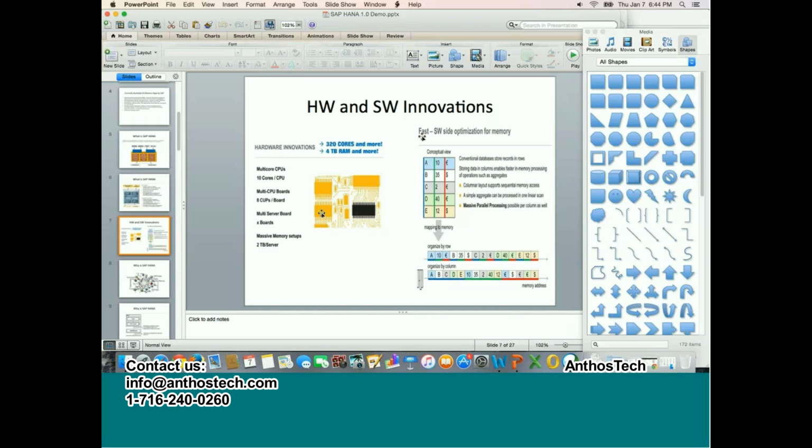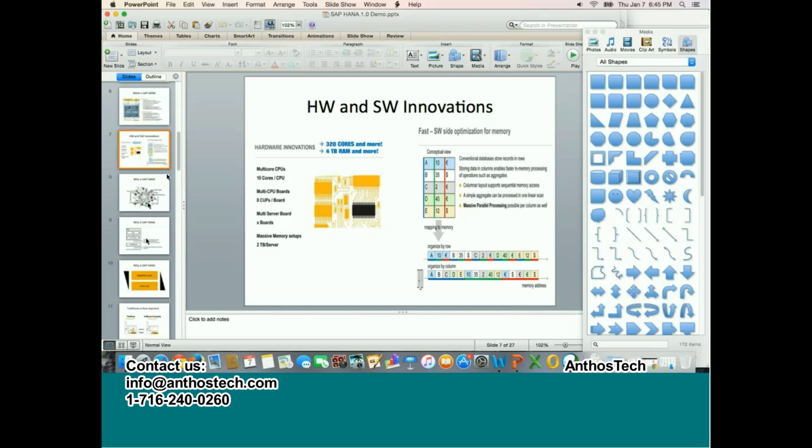And then software innovation, software-side optimizations. We will see, when we come to the actual training class, what software optimization is, what row store is, what column store is, and all those things. SAP allows storage of data in either row store format or column store format. Column store data storage is very optimized for reporting purposes. So it is not just hardware, it is both hardware plus software-side optimization. A combination of both hardware and software innovation is what makes HANA fast.